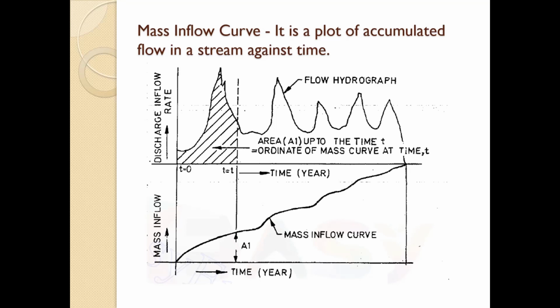A typical annual inflow hydrograph is shown in this figure, and the mass curve of the inflow hydrograph is plotted in this figure. Here you can see the discharge flow rate, and this is the mass inflow. It is the summation of all these values. This is again time, and this is also time. This is the mass inflow and this is the discharge rate inflow.